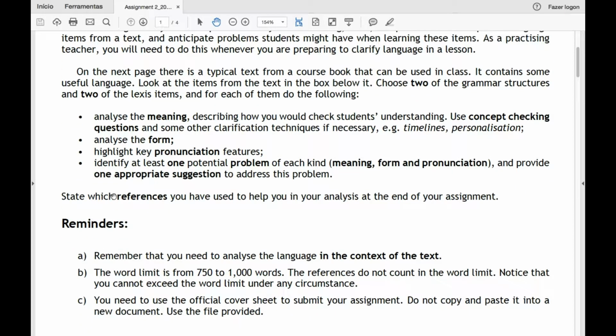2. Analyze the form. 3. Highlight key pronunciation features. 4. Identify at least one potential problem of each kind. 1 problem of meaning, 1 problem of form, and 1 problem of pronunciation. And provide 1 appropriate suggestion to address the problem.